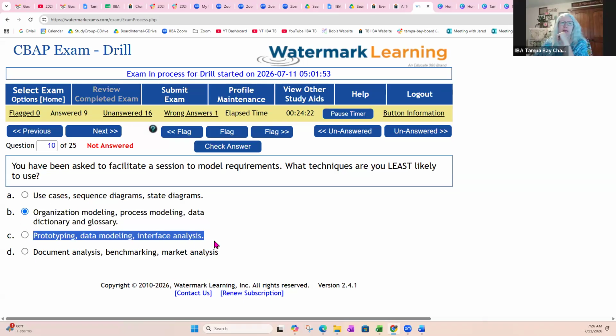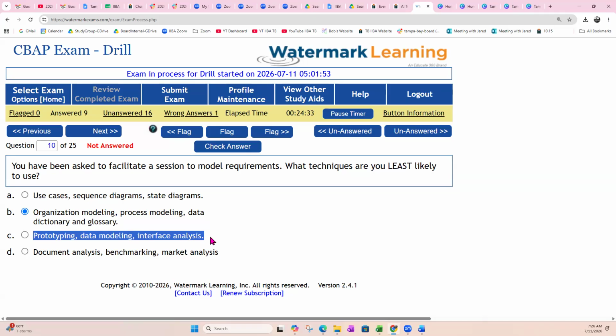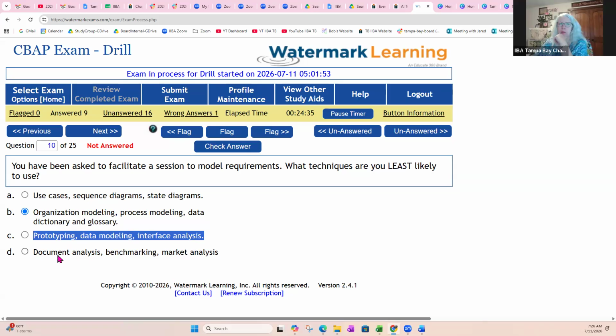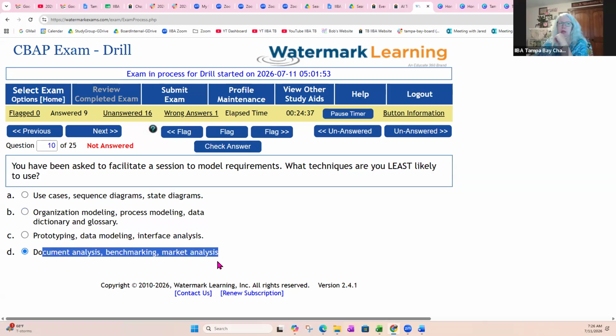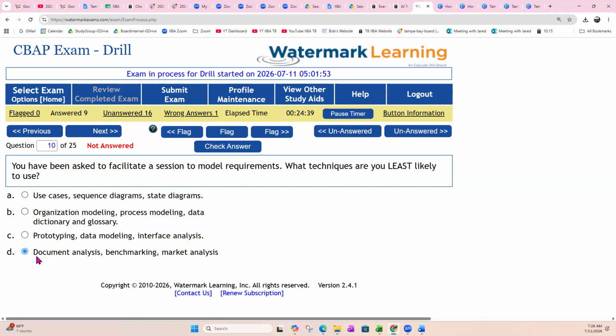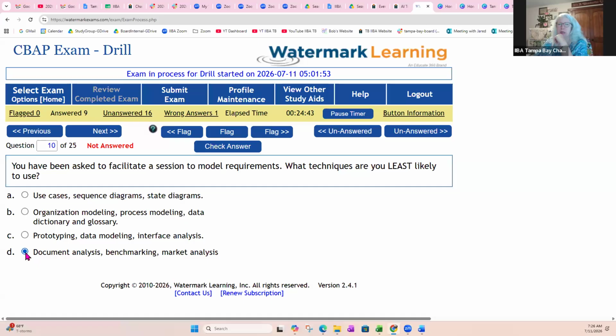Would we use prototype, data modeling, and interface analysis? I would say yes. Okay. Would we use document analysis, benchmarking, and market analysis? No. No. Okay. Amarachi, what do you think? I've got 2 votes for D as being the least likely to use.